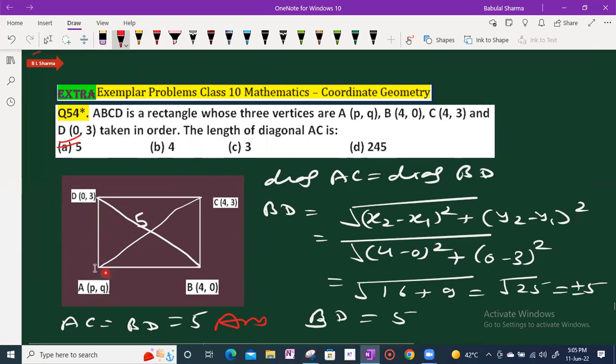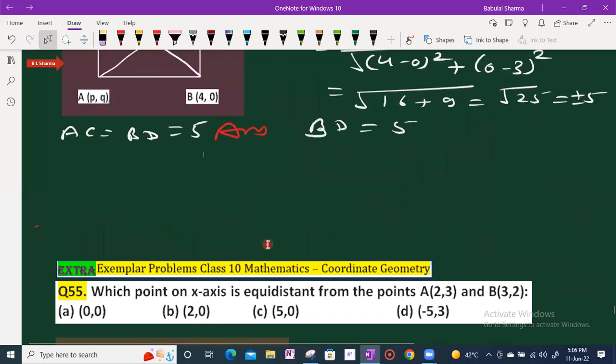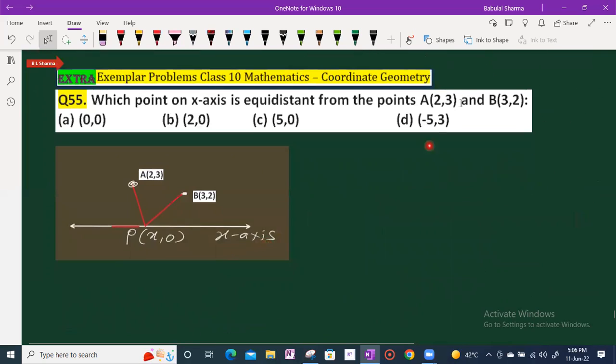We need not find out the coordinates of P and Q here, क्योंकि हमें इस रेक्टेंगल में पता है कि दोनों डायगोनल्स का लेंथ इक्वल होता है. That is why the length of diagonal AC is equal to length of diagonal BD. Length of diagonal BD is 5 unit. So length of diagonal AC is also 5 unit. And next question.